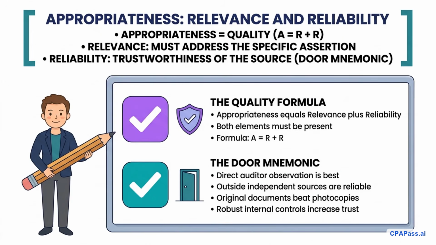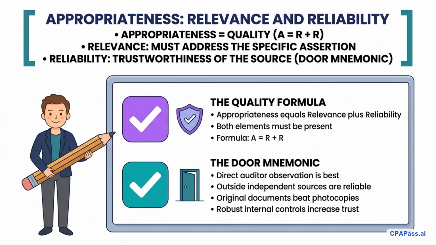Appropriateness is all about the quality of your evidence, which we define using the formula appropriateness equals relevance plus reliability, or A equals R plus R. Relevance means the evidence must directly address the specific management assertion you are testing. If you are testing whether inventory exists, physically counting it is relevant, but a photo of the parking lot is not. Reliability means you can trust the source.